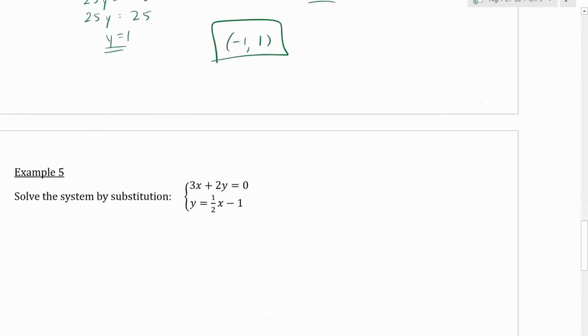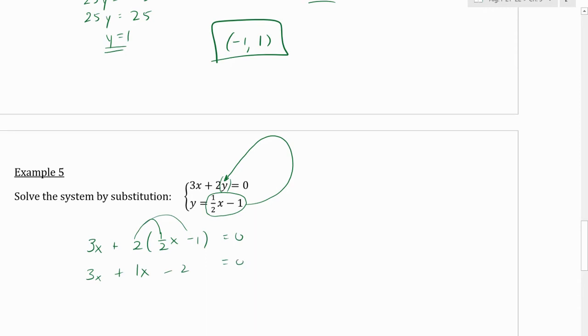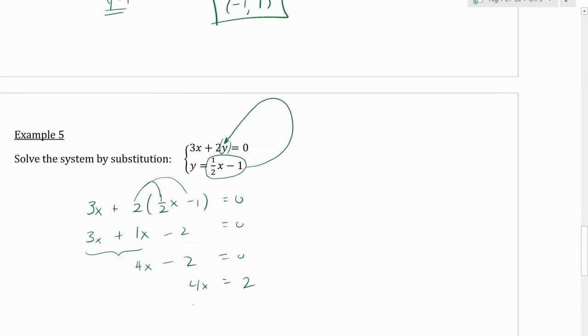Okay, all right, this one's got a fraction in it. Don't worry. Here's y. Plug it in where y goes. Distribute the 2. Half of 2 is 1. That one's got x on it. Minus 2. Right there's 4 x's. I'm going to move the 2 to the other side. Now when I divide both sides by 4, x will be a half, which is okay.